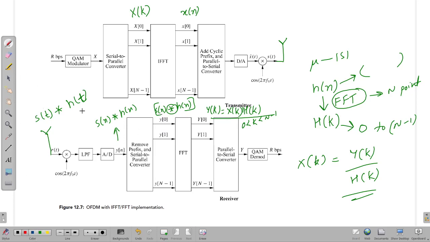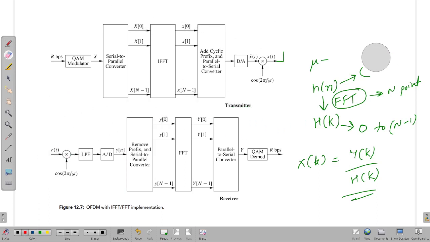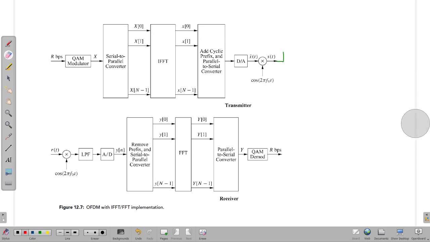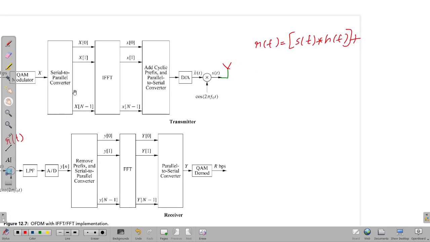Practically, when you think about this, here you have the transmit antenna, here you have the receive antenna, and the signal received here will be this r of t. r of t will be equal to s of t convolution h of t, and there will be some noise which will be added to this received signal.